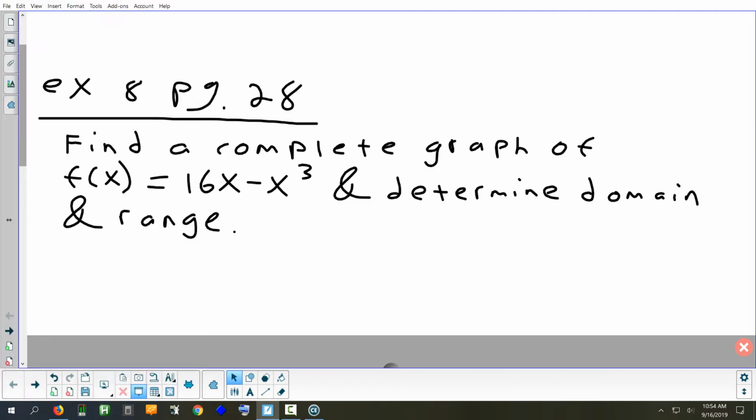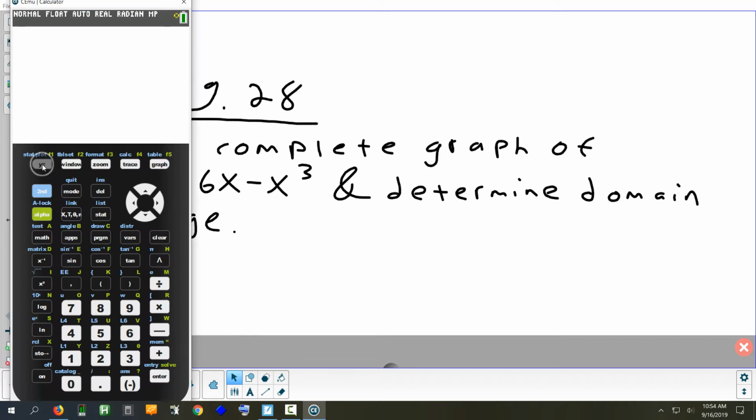All right, so it's 16x minus x cubed. Let's type it in. 16x minus x cubed. I'm just going to do zoom 6. Start with a standard window. Is that a good window?